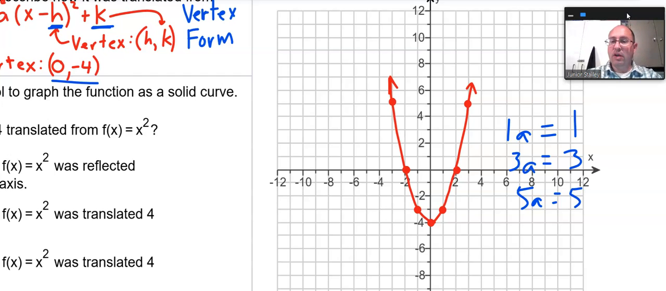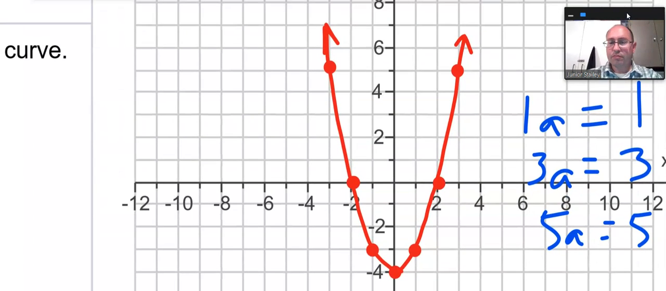Seriously. All right, so you can see in my picture, I went over 1, and then I used the A value to find another point. Over 1, used the A value to find another point. So we had 1A, 3A, and then 5A.